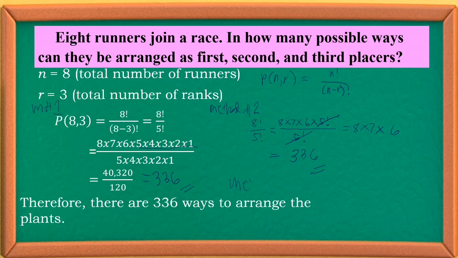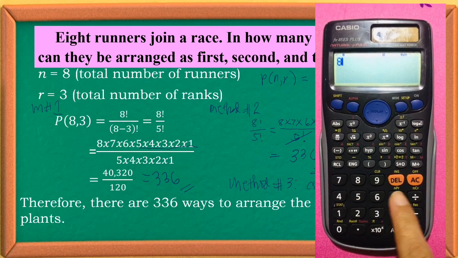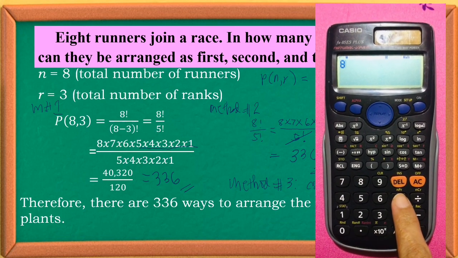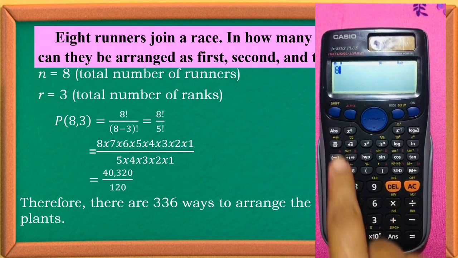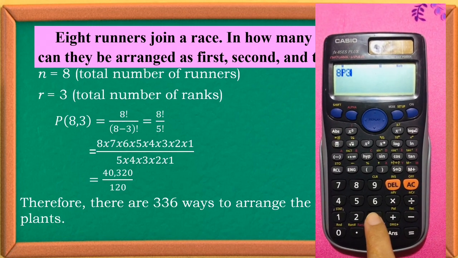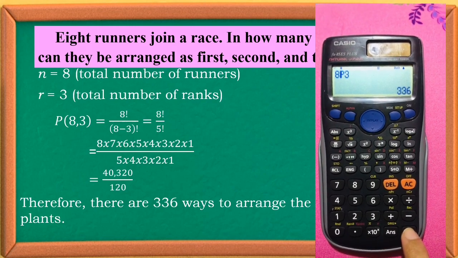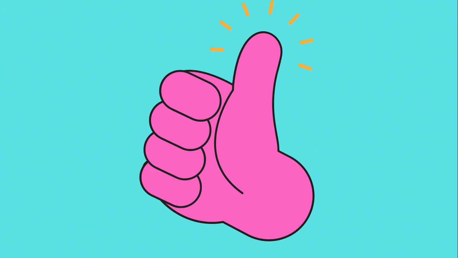For method number 3, you can also use your calculator. To solve using a calculator, you will simply input 8 permutation 3. You will first click shift and find nPr, so that is 8 nPr 3. Click equals. That is 336. Thumbs up for those who got the correct answer. For those who did not get the correct answer, it's okay. There are still more problems coming next.